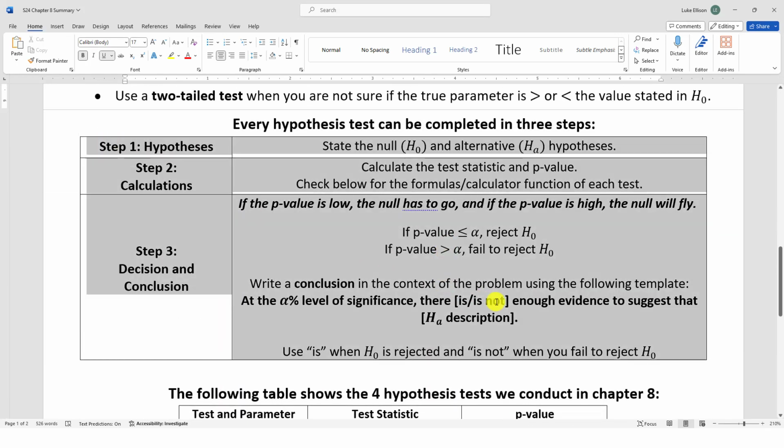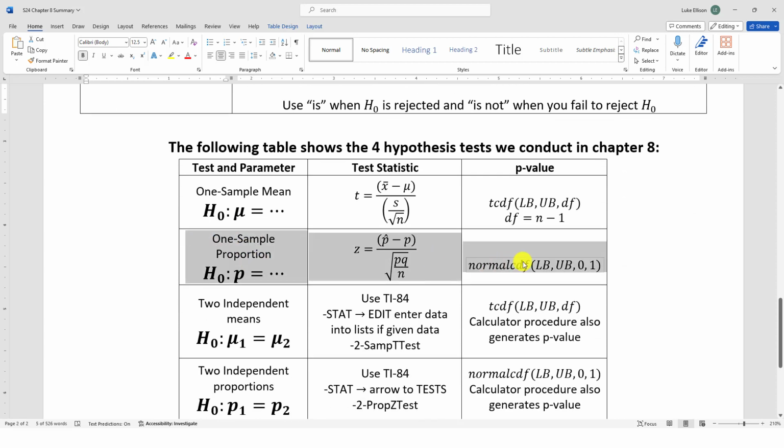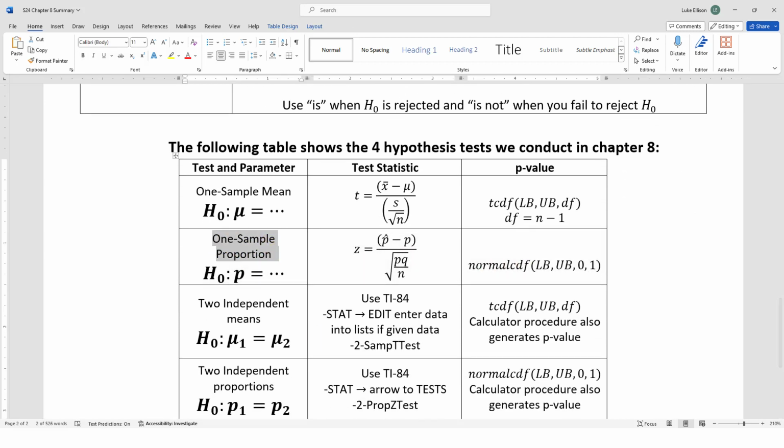So we're going to be following the same 3 steps that we did in the last video. Step 1, set up the hypotheses. Step 2, do the calculations. And step 3, decision and conclusion. But now we're going to be doing the second row, which relates to the one sample proportion.